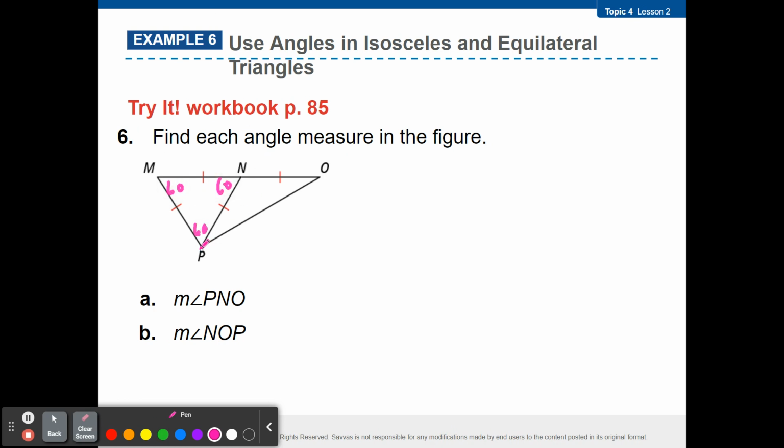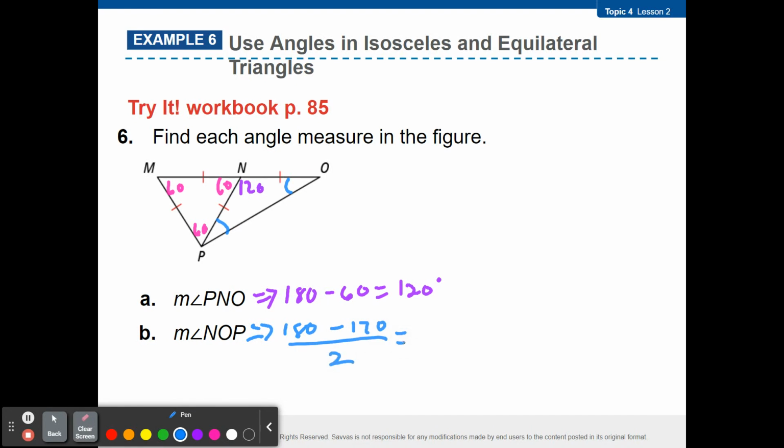To find this angle PNO, I would take 180 minus 60, which leaves me with 120. So PNO equals 180 minus 60, which is 120 degrees. Now they want us to find NOP, so they want this angle right here. This triangle is isosceles, and we know these two will be congruent. So this is going to be 180 minus 120, all divided by 2, which should leave you with a total of 30 degrees.